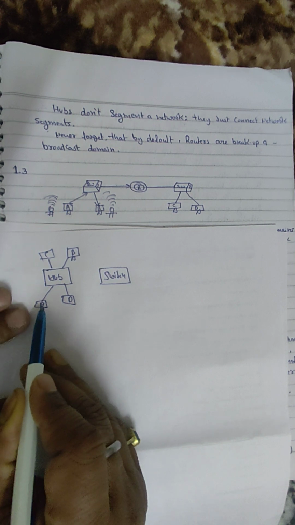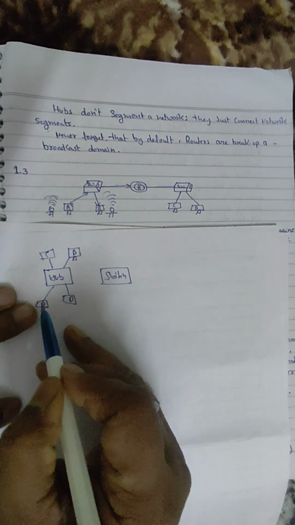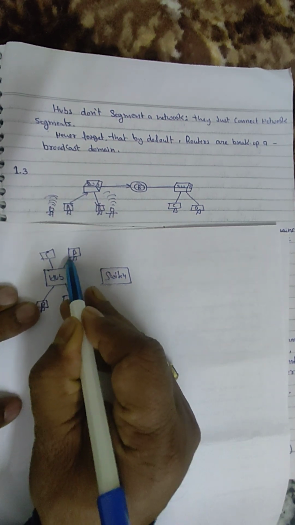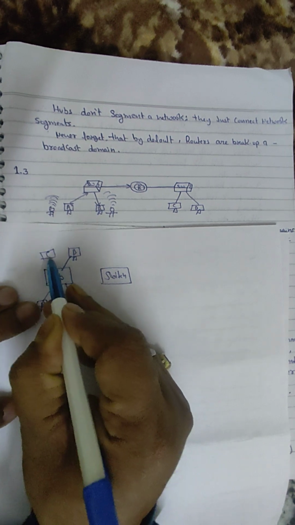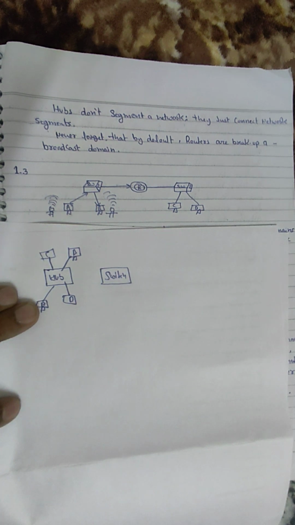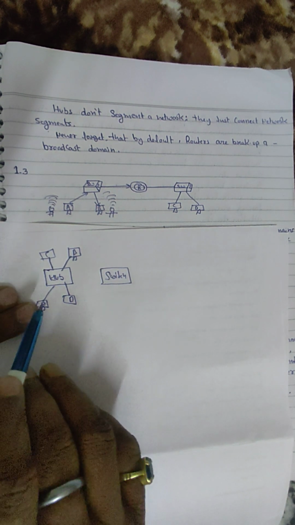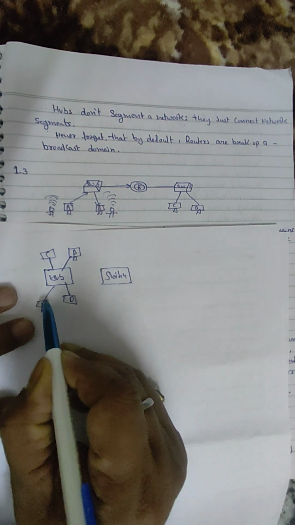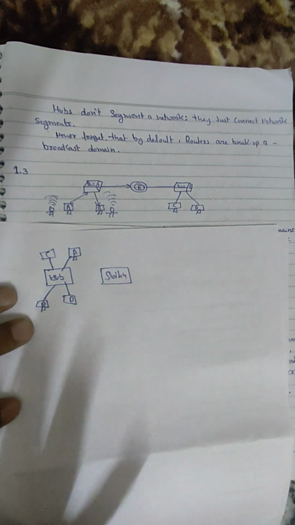All of them hear it. Hi Sam, then he says I'm Sam, and another says I'm not Sam, D says I'm not Sam. Every time. So a hub has no mind.